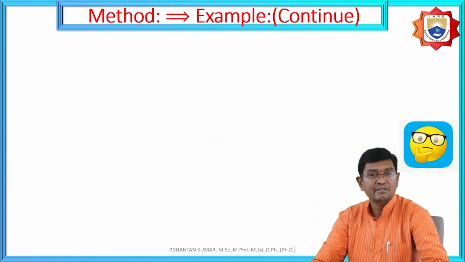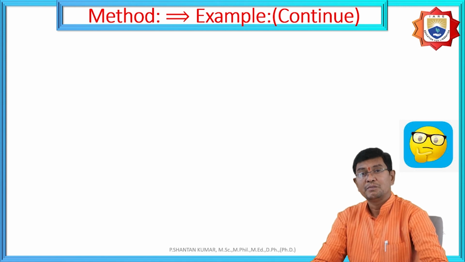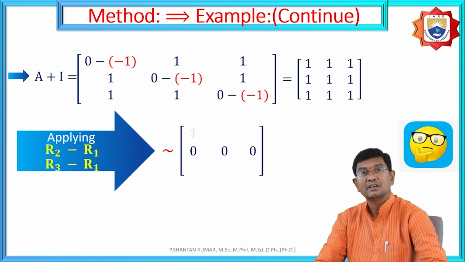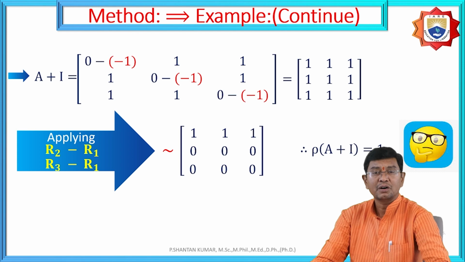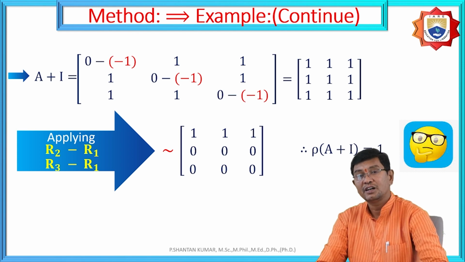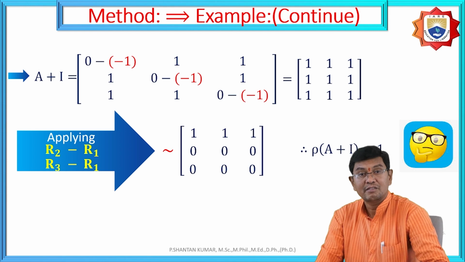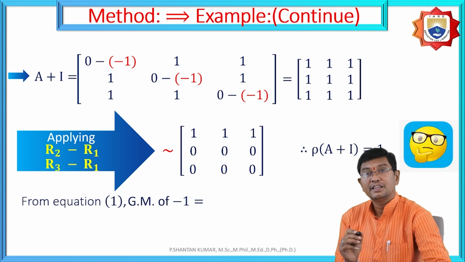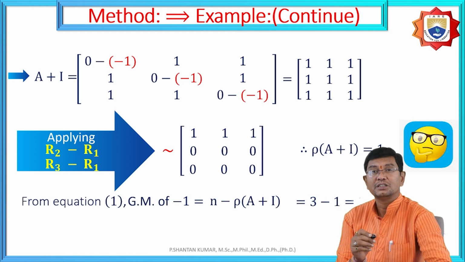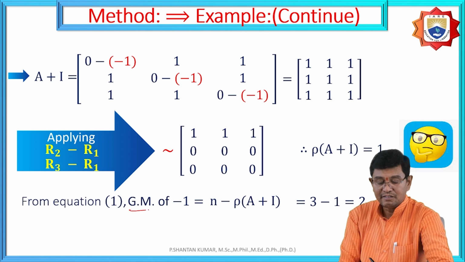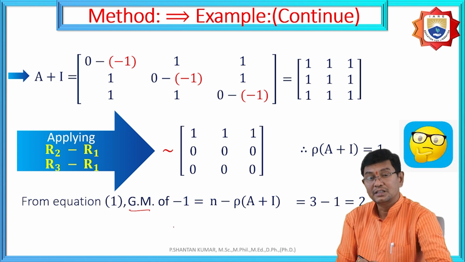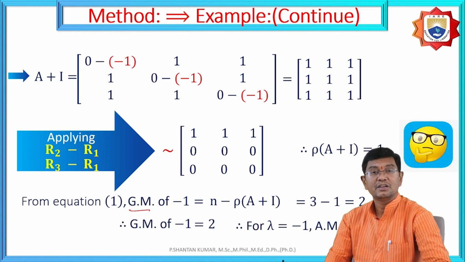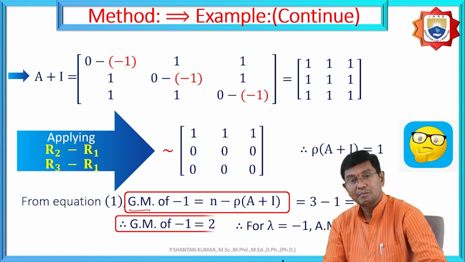Even if we calculate with the help of the Gauss elimination method or any other echelon form, the matrix is reduced such that the rank is 1. The conclusion here is that the rank of A plus I is 1, but we need to find n minus the rank of A plus I. We know n is 3, and 3 minus 1 is 2. The conclusion is that we already identified AM is 2 and here GM is also 2. Therefore, AM is equal to GM, so the matrix is clearly diagonalizable.